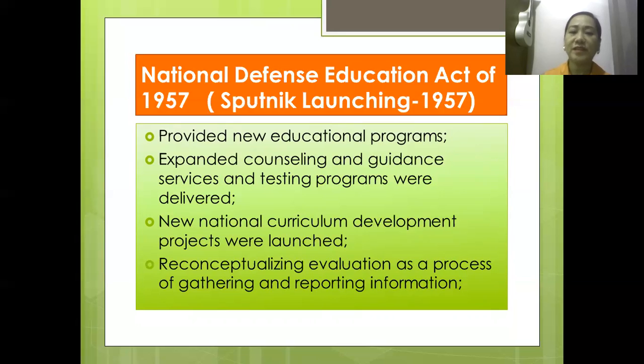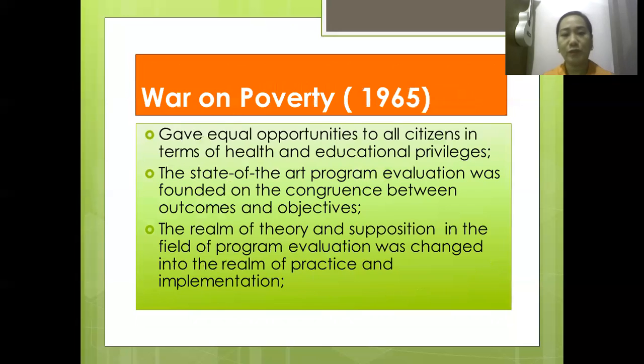Expanded counseling, guidance services, and testing programs were delivered. New national curriculum development projects were launched. Reconceptualizing education as a process of gathering and reporting information was also emerging. And of course, the War on Poverty in 1965 gave equal opportunities to all citizens in terms of health and educational privileges. The state-of-the-art program evaluation was founded on the congruence between outcomes and objectives. So it was still behavioristic in nature and still criterion-based testing. Again, the outcomes are compared with the objectives.